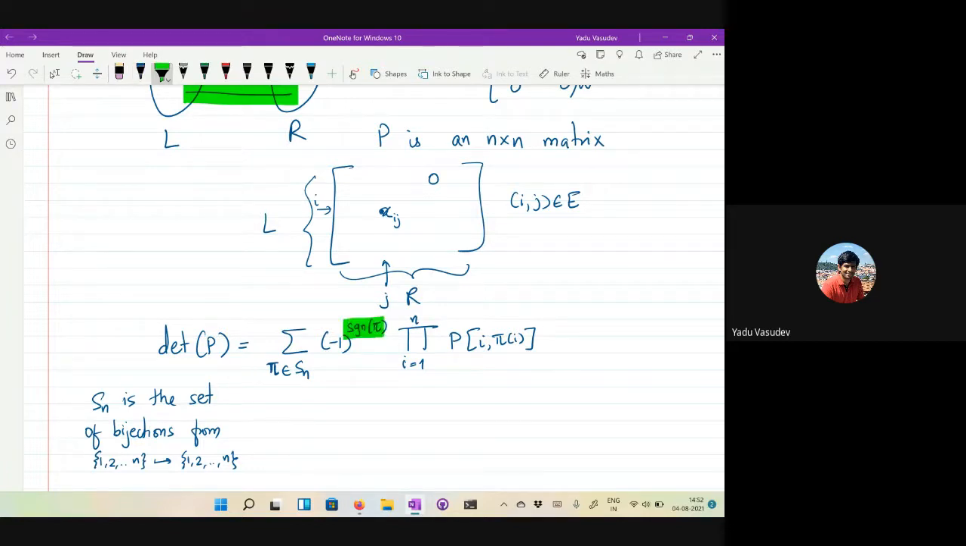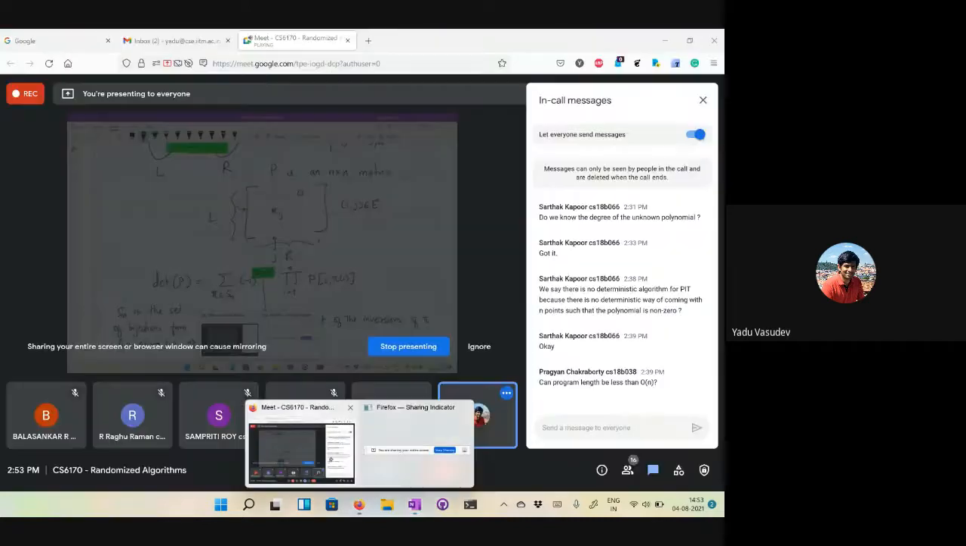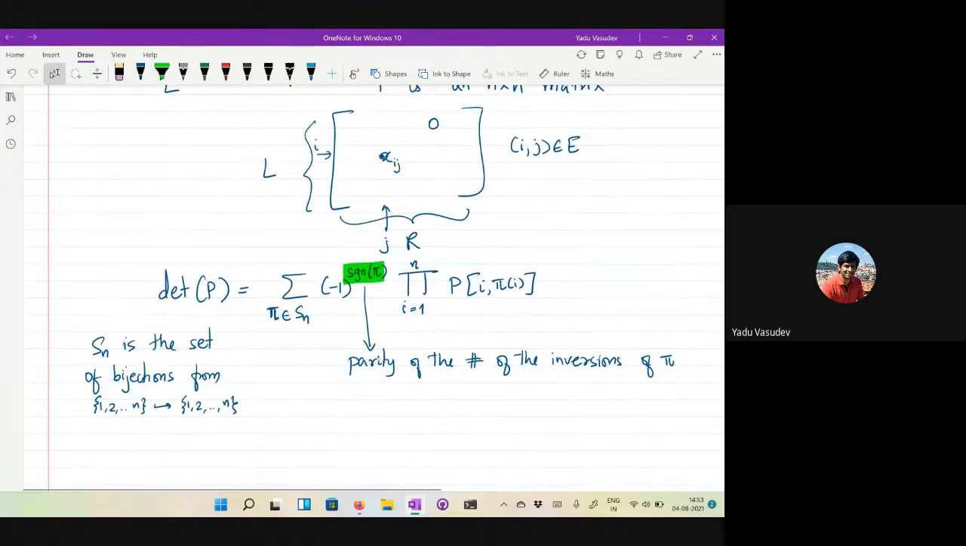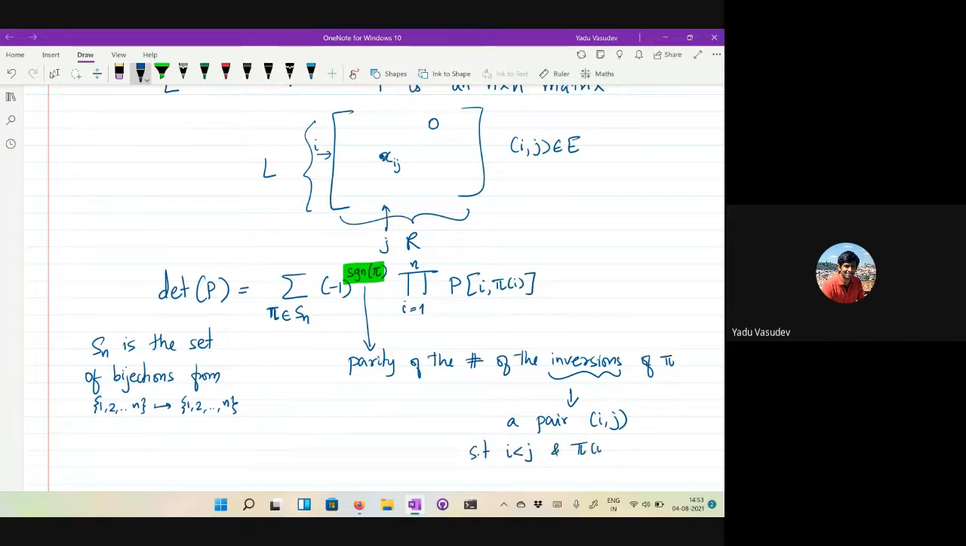This quantity here, which is known as sign of pi, is nothing but the parity of the number of inversions of pi. So what is an inversion in a permutation pi? An inversion is nothing but a pair i comma j such that i is less than j and pi of i is greater than pi of j.